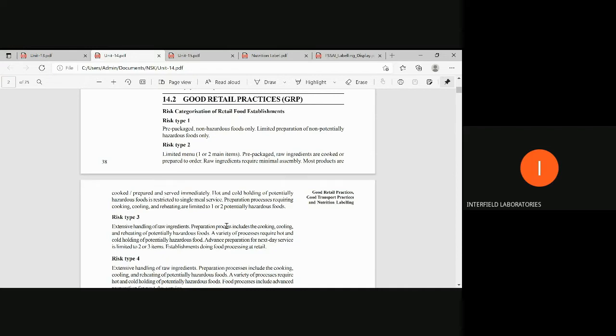type 2. Here, food is prepared and served immediately. So this preparation process requires cooking, cooling and reheating, limited to one or two potentially hazardous foods. So this type of food establishment comes under risk type 2.